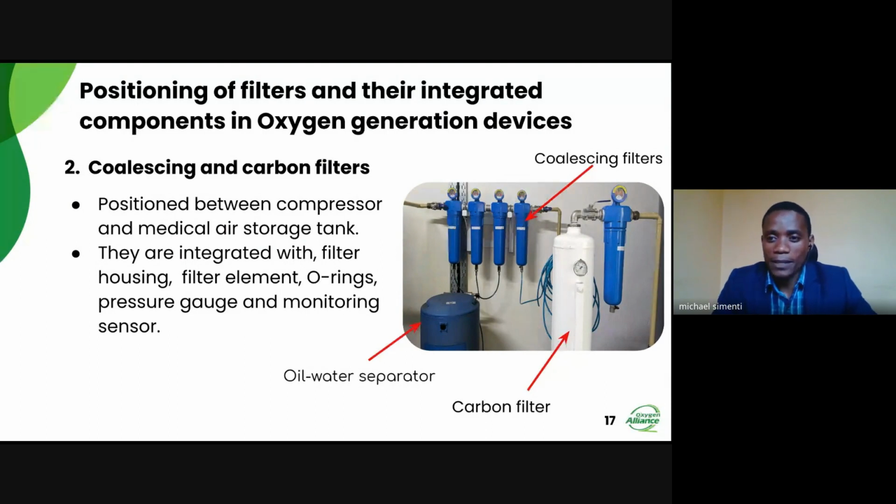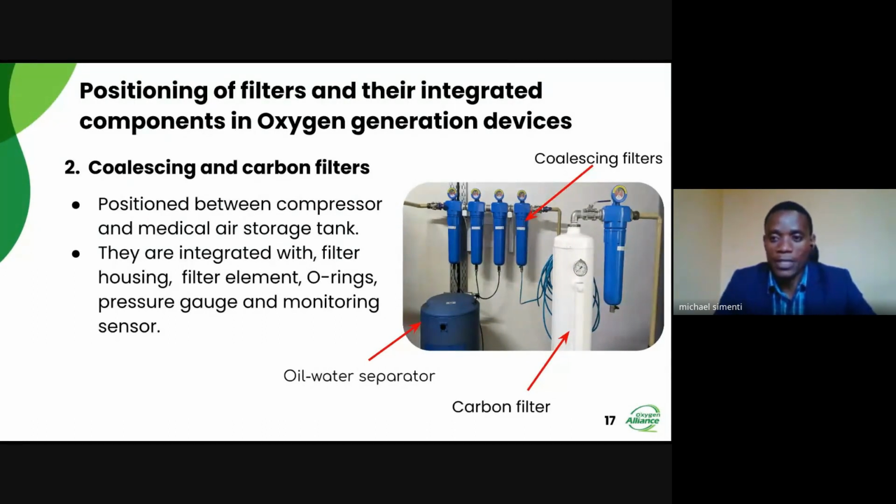So as you see from the picture, we have the coalescing filters which have been indicated. They are bluish in color, if you see. And we have also a carbon filter being indicated there. Then there's also an oil or water separator. So these filters are positioned together. For them to achieve their function, there are also different components that are integrated into these filters.